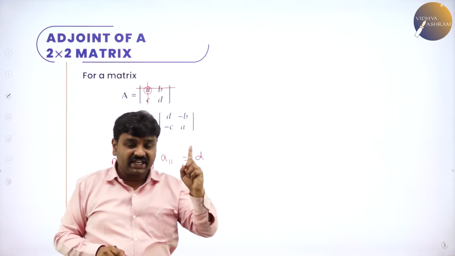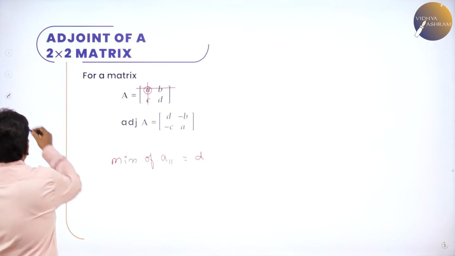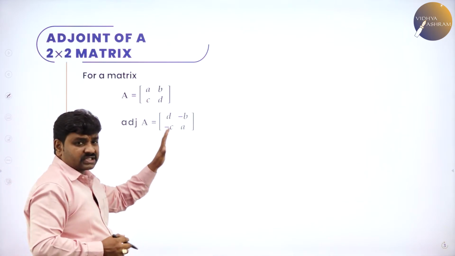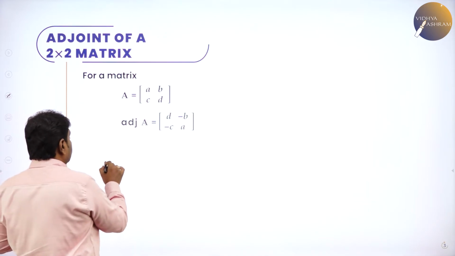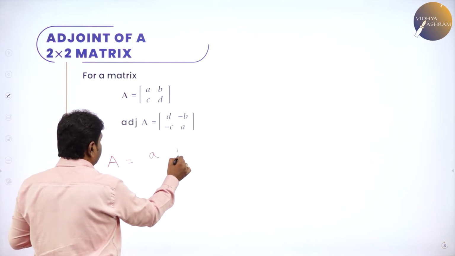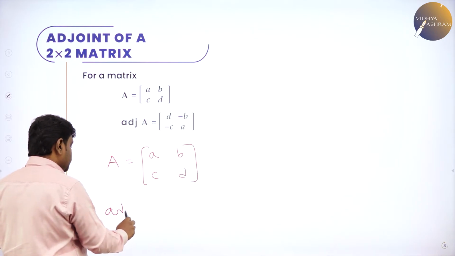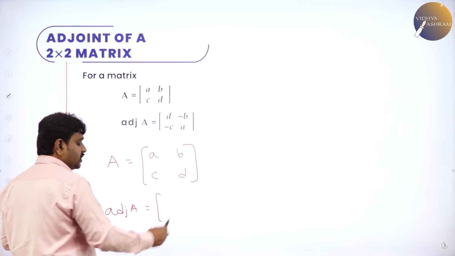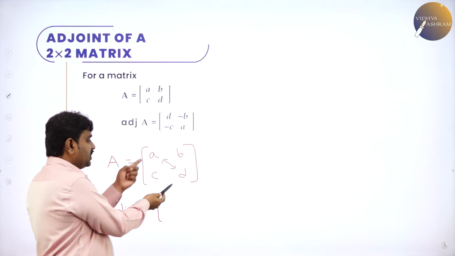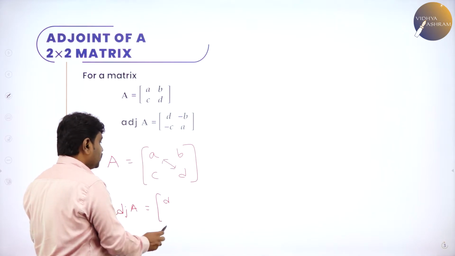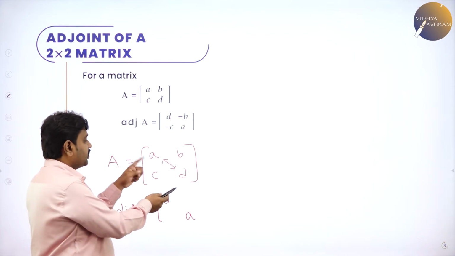For minor, if you multiply by sign, it will become the cofactor, and after you get the cofactor, if you transpose you will get the adjoint. But a quick process to find the adjoint is simple. They want the adjoint; they are not asking you to find the minor and cofactor separately. How to find the adjoint of A is simple. So A is A, B, C, D. If you want the adjoint, just interchange the principal diagonal elements. Interchange the principal diagonal elements means these two you interchange. So A goes to D's place and D goes to A's place.